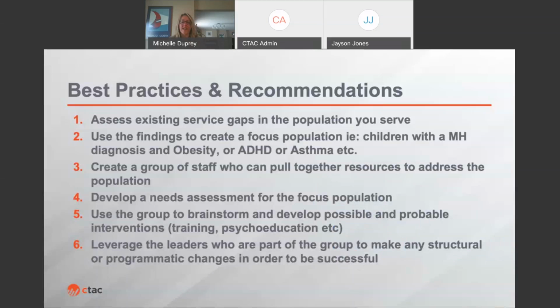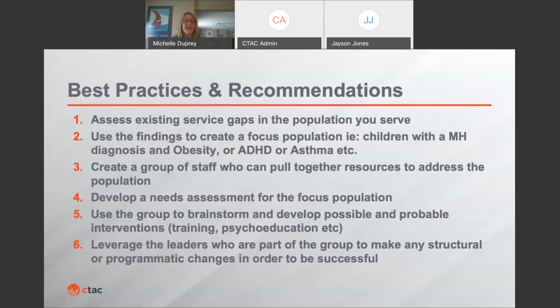So to finalize here, I'm at 145. Best practices and recommendations in this basic model. You want to assess your existing service gaps in the population you serve. The population I serve may not be the exact population you serve. You might have more substance use among your youth, and that might be a chosen population for you to address. You might have different physical health care things that are happening or social determinants of health in your community.